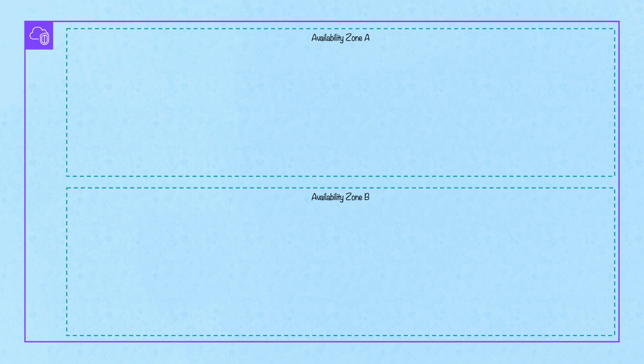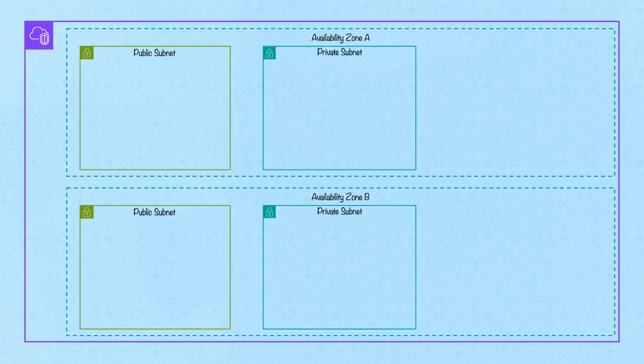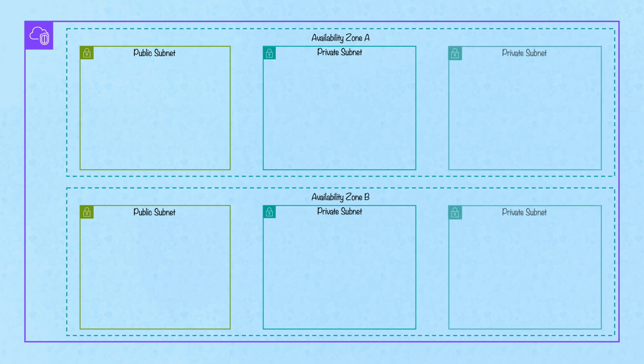To accommodate our three-tier architecture and leverage the benefits of load balancing across multiple availability zones, we'll begin by creating a VPC. This VPC will span two availability zones. Within each zone, we'll establish three subnets: a public subnet for the presentation tier, a private subnet for the application tier, and another private subnet designated for the data tier. Our final VPC configuration will include an internet gateway to enable communication with the external internet. To facilitate outbound traffic from private subnets, we'll also deploy a NAT gateway within one of the public subnets.